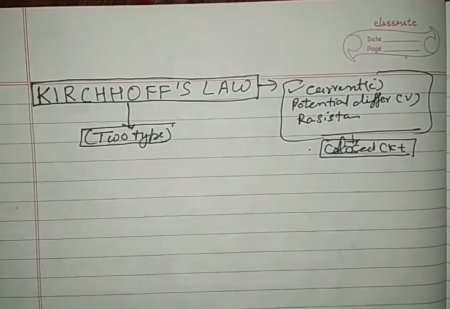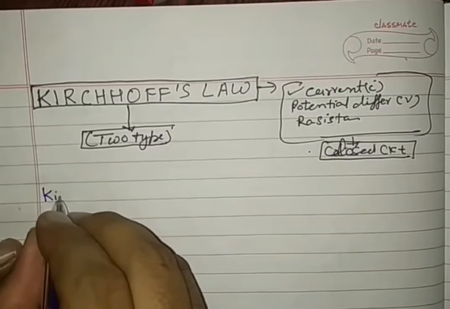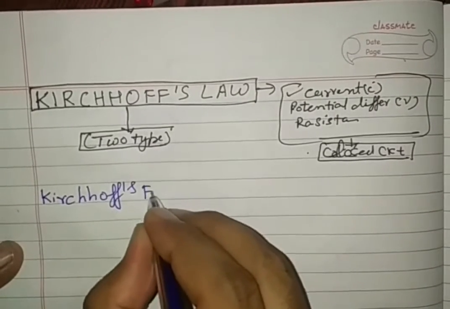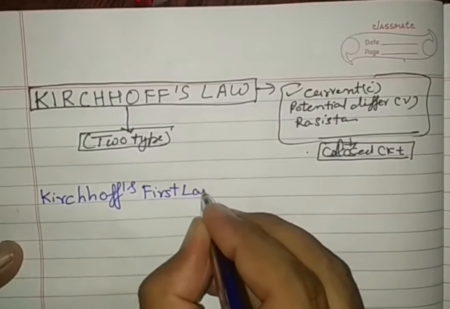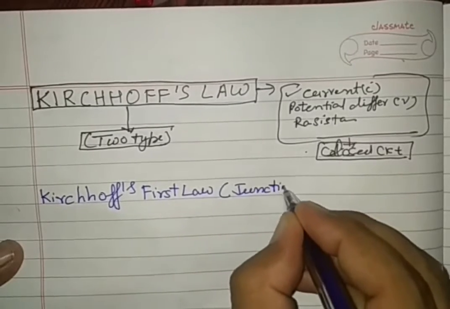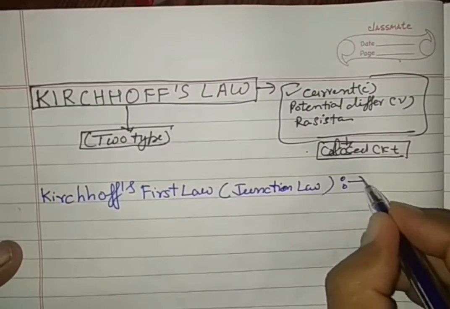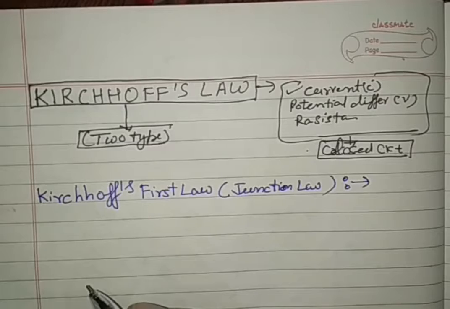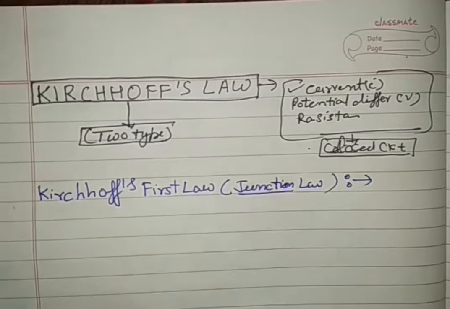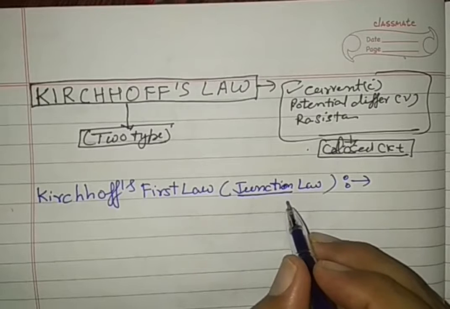The first one is called Kirchhoff's first law, or this is also called the junction law. So let us see what this Kirchhoff's first law, that is the junction law, is. See the word junction here. The main importance is of this word junction in Kirchhoff's first law.